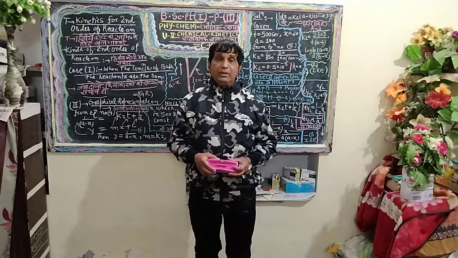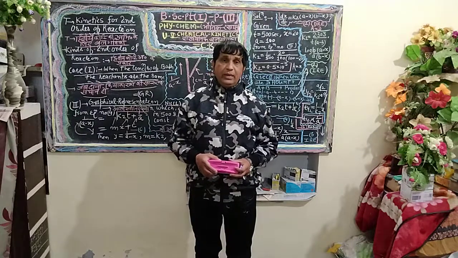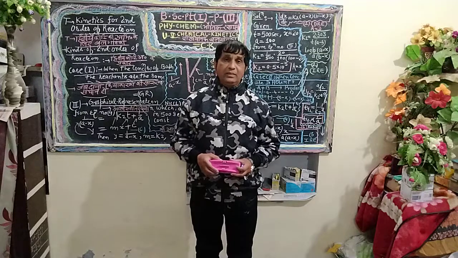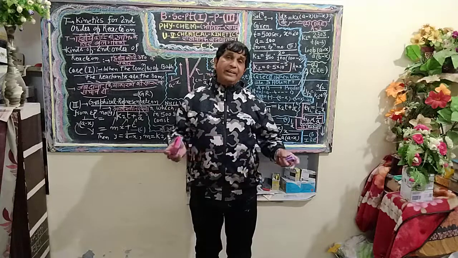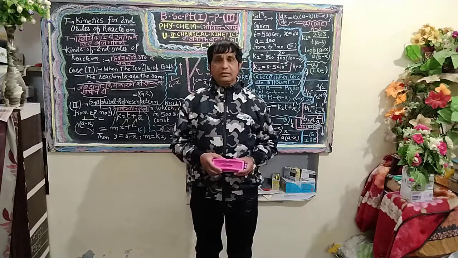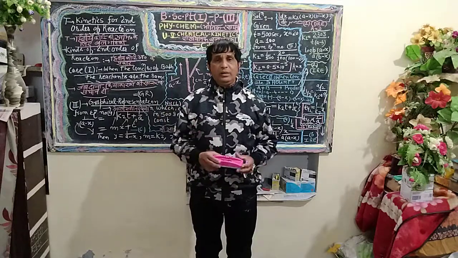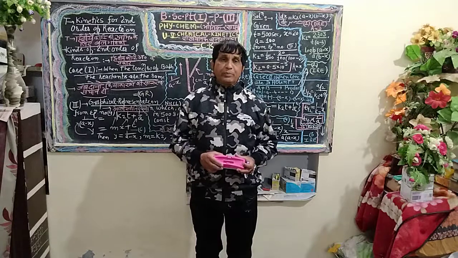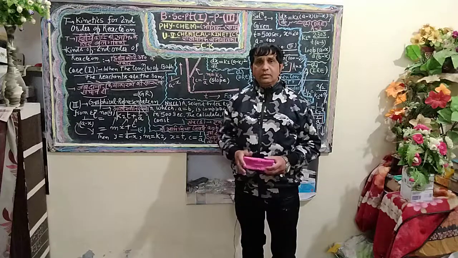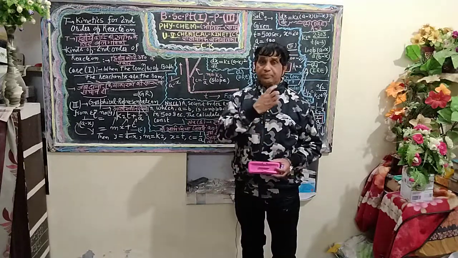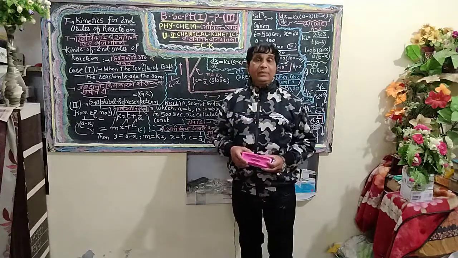Students of BSc Part 1, I will teach you today about the title I have mentioned on the blackboard: the kinetics for second order reactions, chosen from Unit 5, titled chemical kinetics, selected from Paper 3 Physical Chemistry.